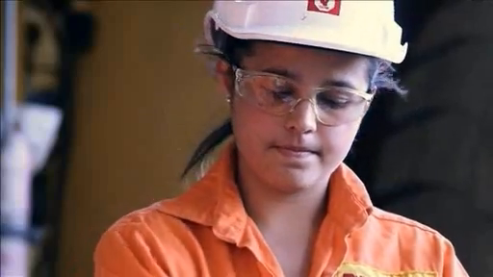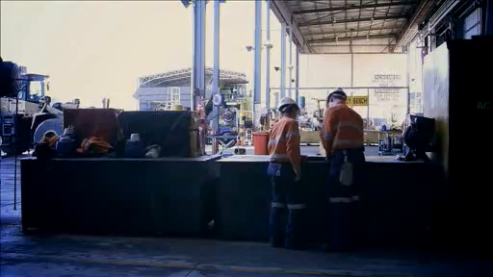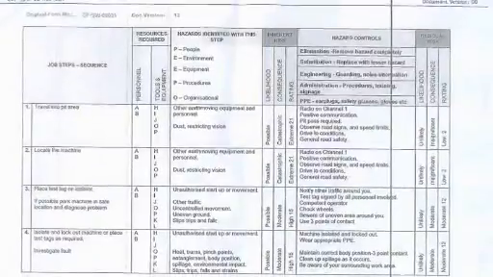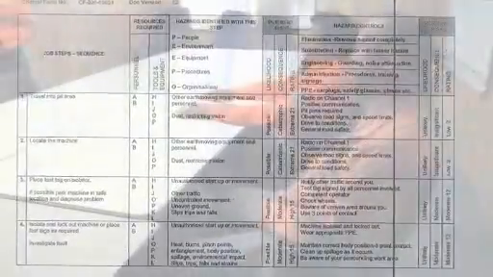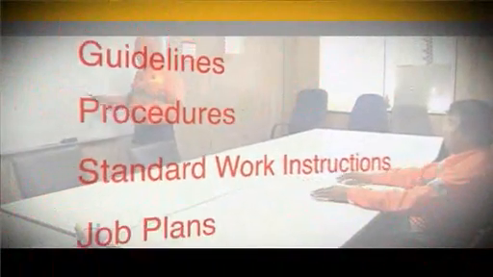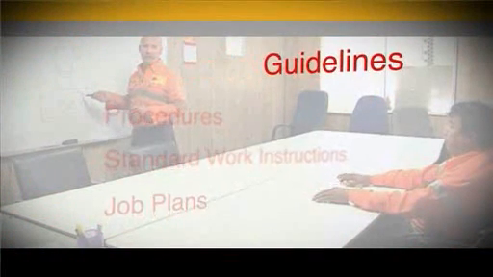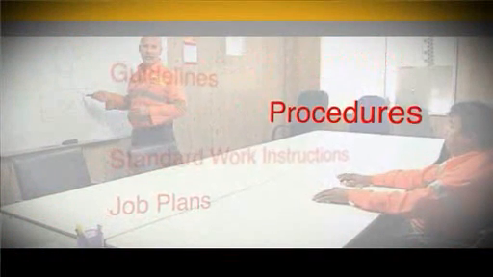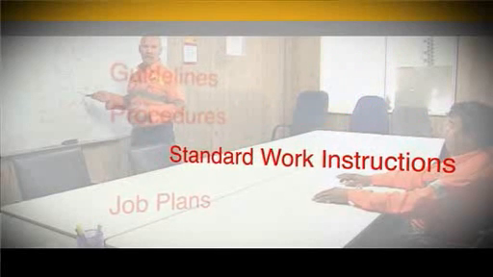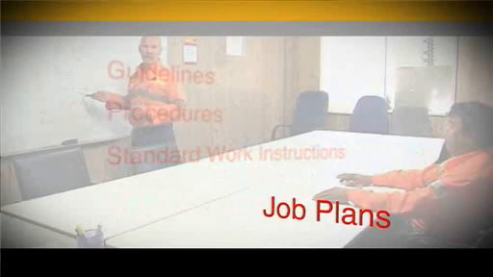It is a qualitative method that uses job observation and workers' experience as the basis for identifying hazards and risk controls to be used. A JSA uses a form and must be documented. The purpose of a JSA is to help the work team develop effective, safe work expectations, such as guidelines, procedures, standard work instructions or SWIs, and job plans.